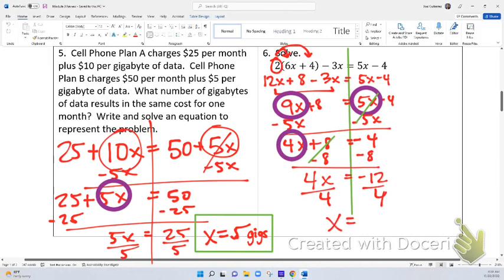A negative divided by a positive, for those of you guys who know Mr. Dorito Chip Man, unless you just plug it into your calculator. So a negative divided by a positive gives you a negative answer, and then 4 goes into 12 3 times. So your answer for this one is negative 3.